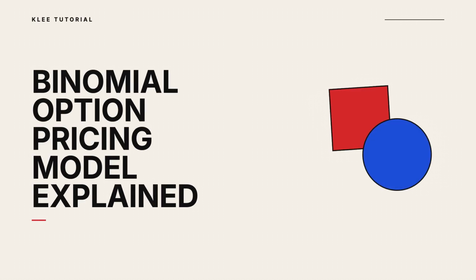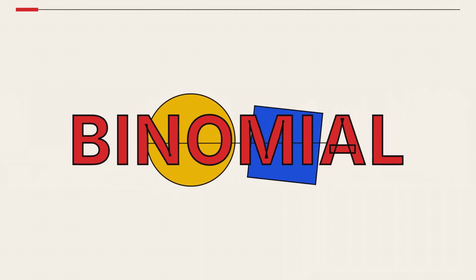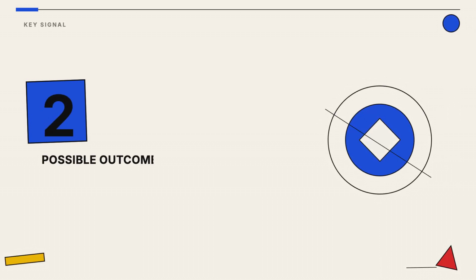The binomial model is a mathematical framework used to estimate the fair value of an option by mapping out possible future price paths. The name comes from the fact that at every step, the stock price can only move in one of two directions. Think of it like a tree structure where each branch splits into two, representing the potential price at the end of a time interval.